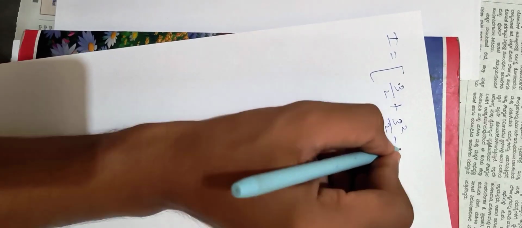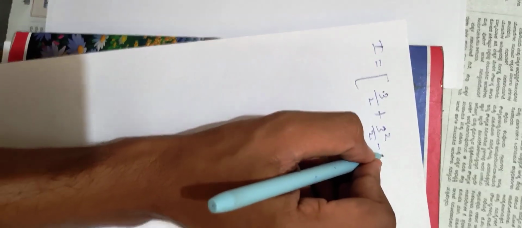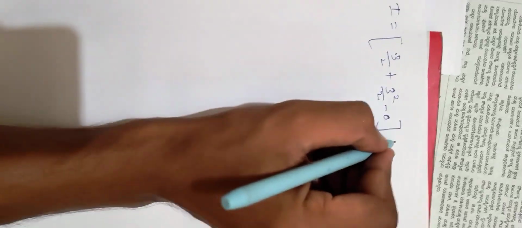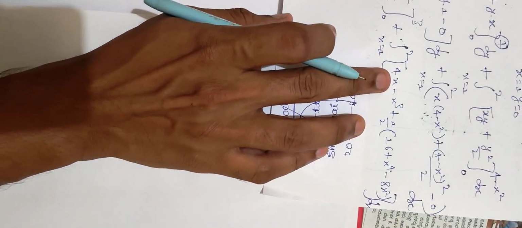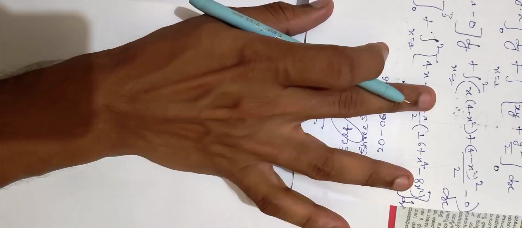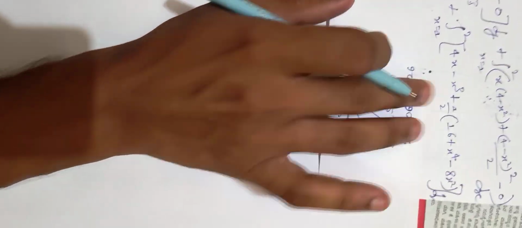That is 2 by 2. Sorry, 3 square by 2 minus, if you substitute the lower limit, that is 0 itself, plus... So here integrate this one. So what do we have to integrate here? 4x. Integrate this complete term with respect to x only. So what will we get?